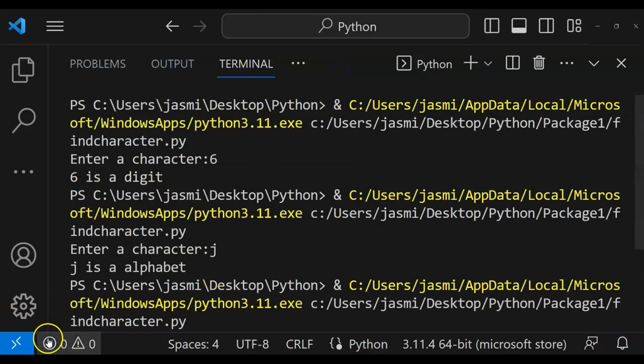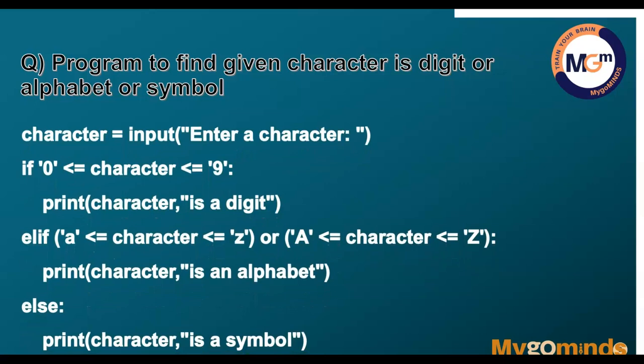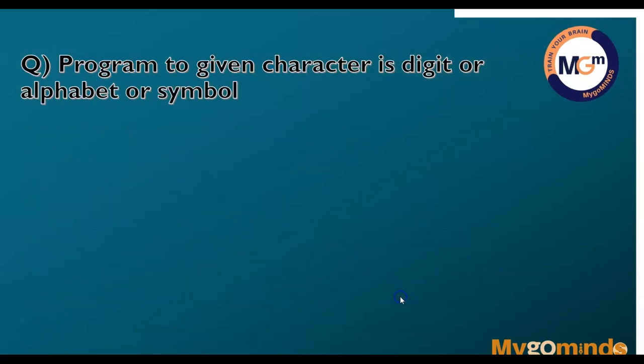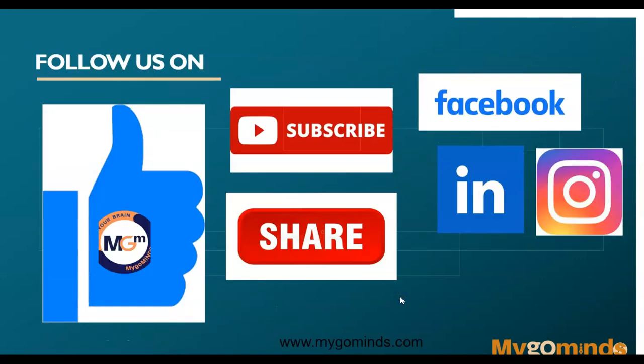Okay, so this is the way you write the program in order to identify if it is a digit or an alphabet or a symbol. Okay guys, I hope you understood. And so that's all about this video, guys.